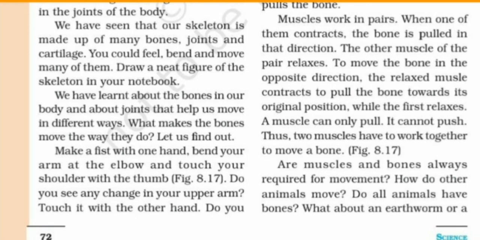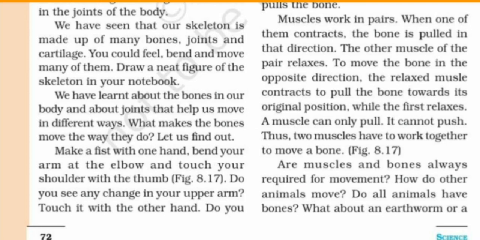Now, what makes the bones move the way they do? How are we able to move the joints? Let us find out now. You have a framework of a skeleton with so many bones, that is 206 bones. Different types of joints also you studied. The main parts of this skeleton you also understood, that is the skull, backbone, and rib cage. Now see how you are able to move the bones and different joints.